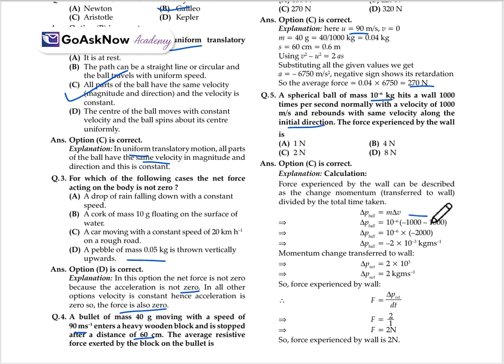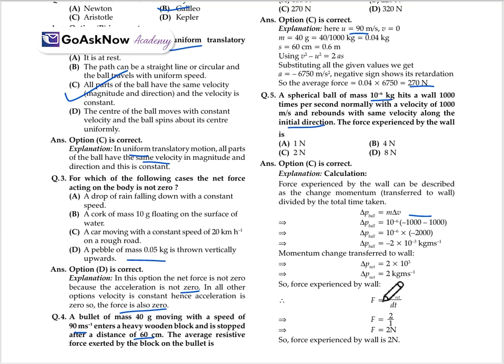We already know the momentum law. After that, we just substitute the values, and here we get delta p equals minus 2 into 10 to the power minus 3. So the momentum change transferred, the net p, equals 2 into 10 to the power minus 3. As it gets changed, it will be positive, equal to 2 kg meter per second.